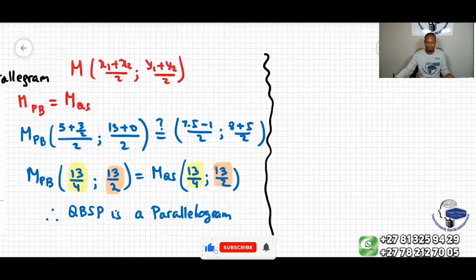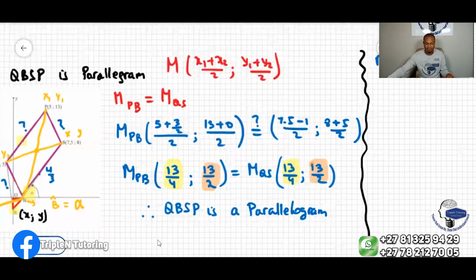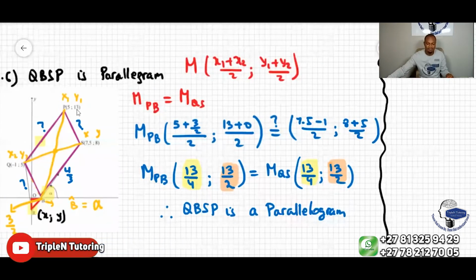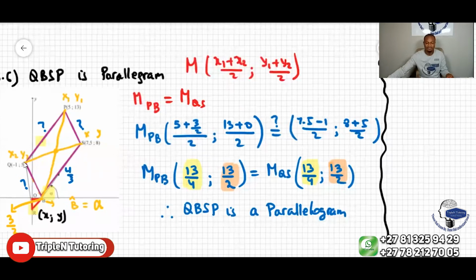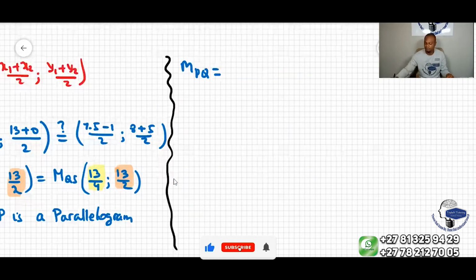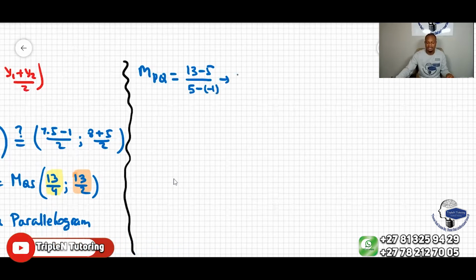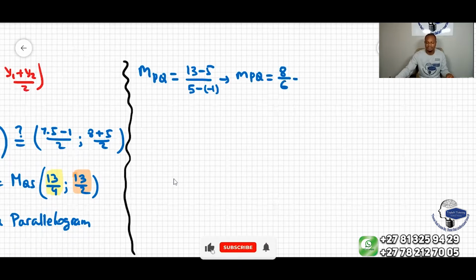You can work out the gradient PQ. We say MPQ will be, let's look at, 13 minus 5 over 5 minus 1. And then this makes MPQ equal to 8 over 6, which is MPQ equal to 4 over 3.